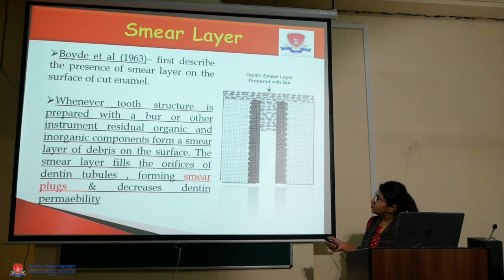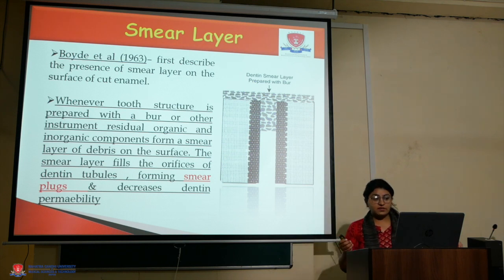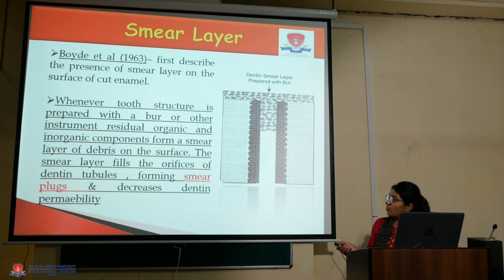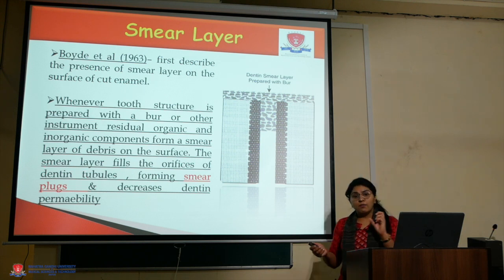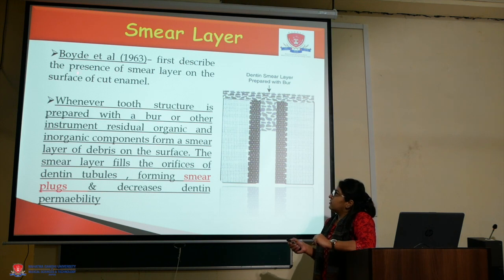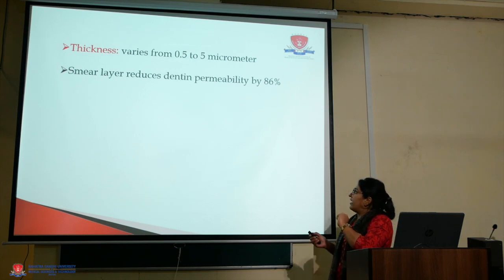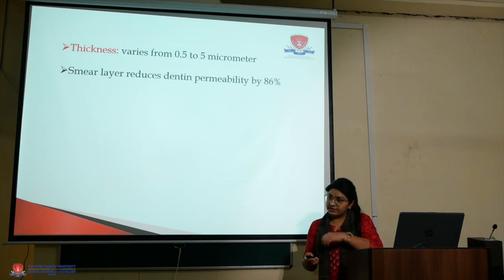So whenever a tooth structure is prepared with the bur or other instrument, there are residual organic and inorganic components which form a smear layer of debris, and they fill the orifices of the dentinal tubules and form a smear plug. Because of these smear plugs, the bonding also becomes difficult when it comes to the dentine. This smear layer was first introduced by Boyde et al. in 1963. The thickness of the smear layer could vary from 0.5 to 5 microns, and because of this the dentine permeability is reduced.